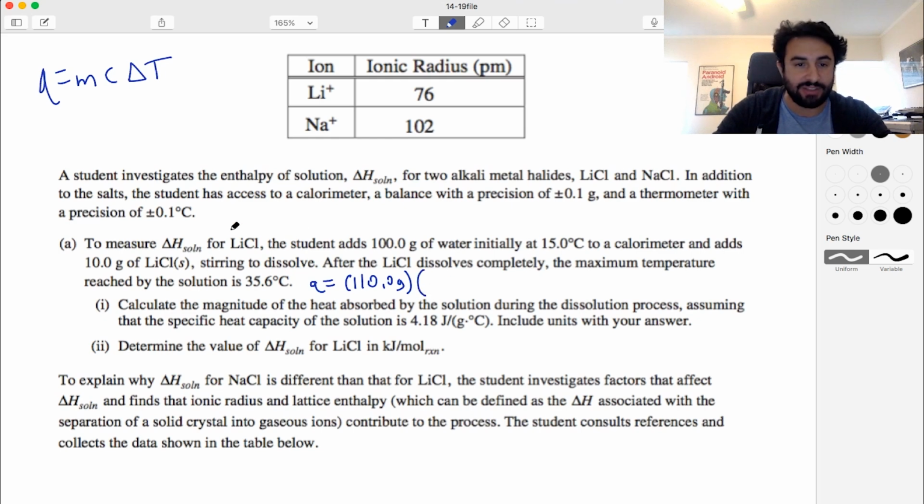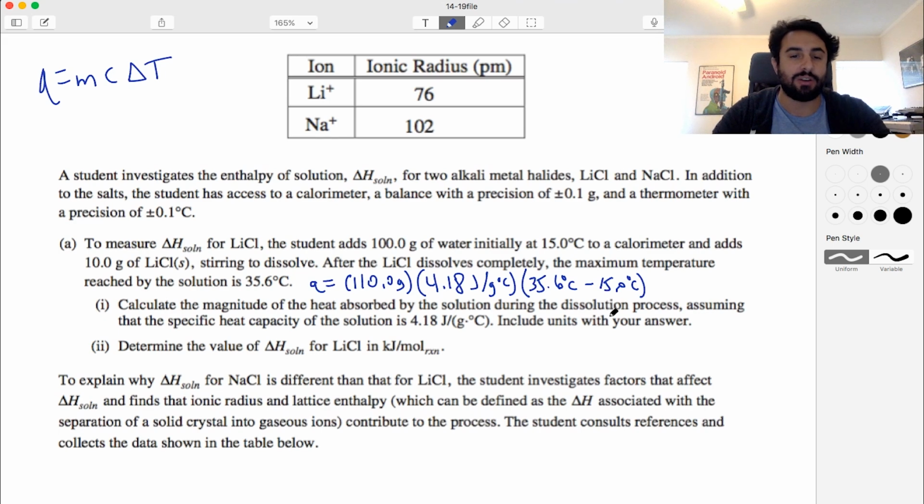Now, they're giving us the specific heat, right? Where did they put it? Yeah, right here. 4.18 joules per gram degree Celsius. And then we're going to plug in the temperature difference. Remember, it's always T final minus T initial. So 35.6 minus 15 degrees C. So we're going to plug all that in.